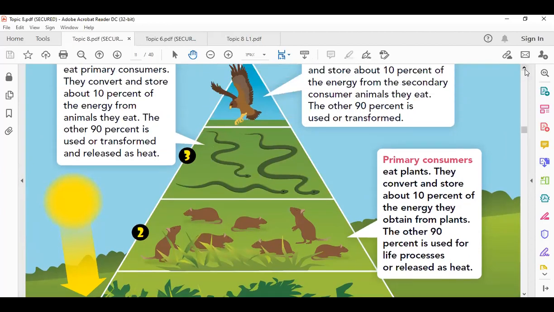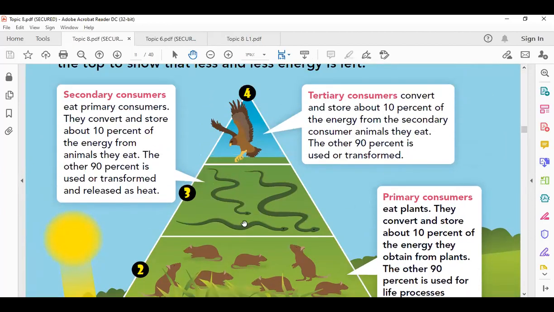This is the third trophic level. Animals in the third trophic level are called secondary consumers. Secondary consumers eat animals, okay? They eat the primary consumers. Again, animals in the third trophic level feed on the primary consumers. You can find other animals here, not only snakes.